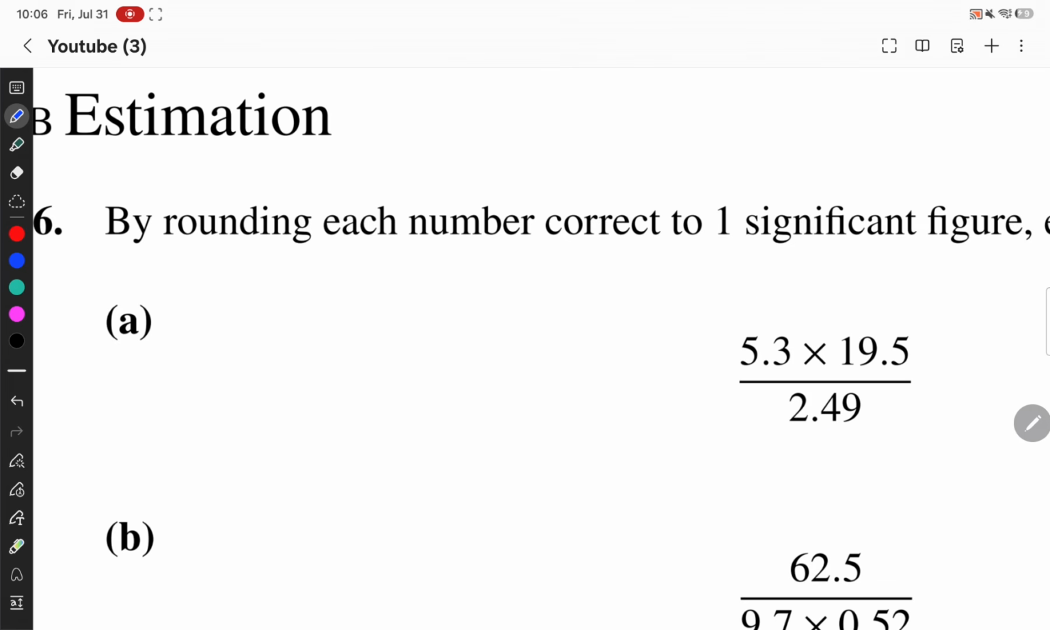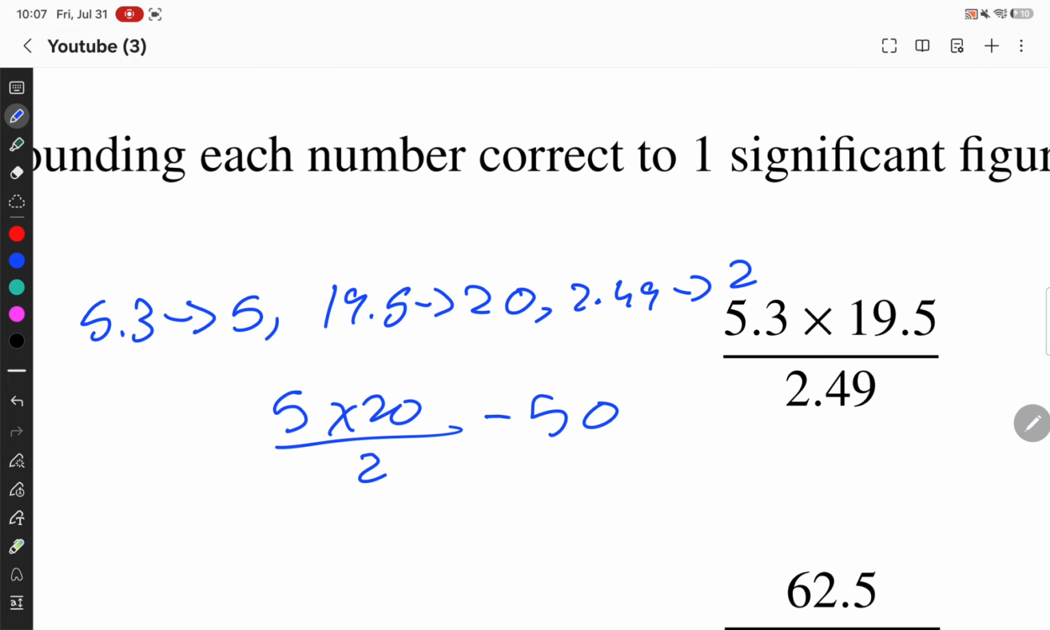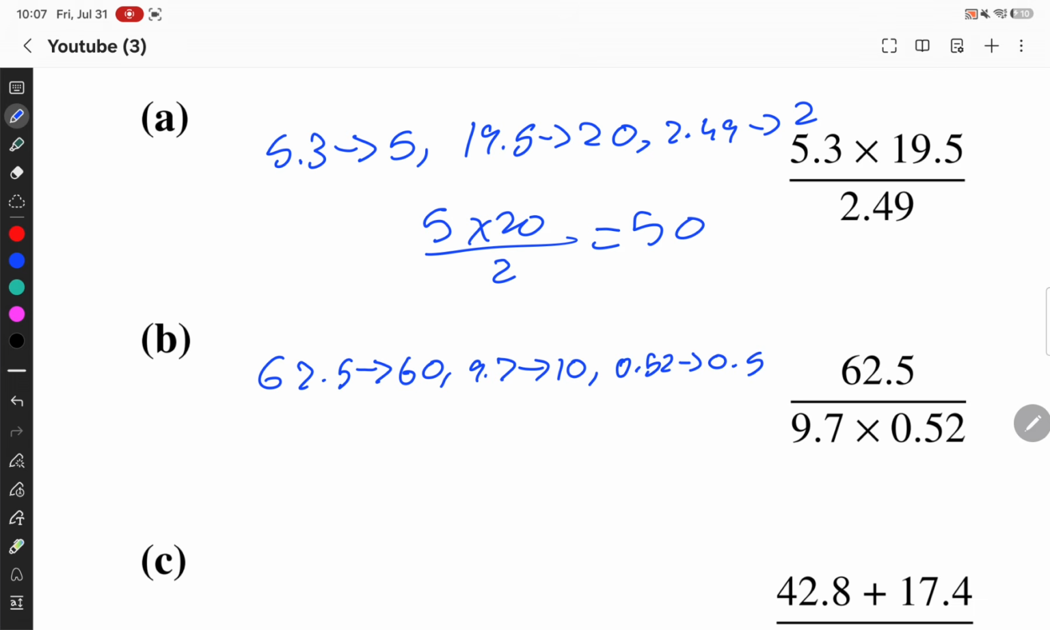Let's find now. Correct to one significant figure. Let's convert them to one significant figure. 5.3 becomes 5, 19.5 becomes 20, and 2.49 becomes 2. I hope you guys can understand. Next we have 5 times 20 over 2. We get 50 as the answer. Very cool. 62.5 becomes 60, 9.7 becomes 10, and 0.52 becomes 0.5. 60 over 10 times 0.5, we get 60 over 2 is equal to 30. Nice.